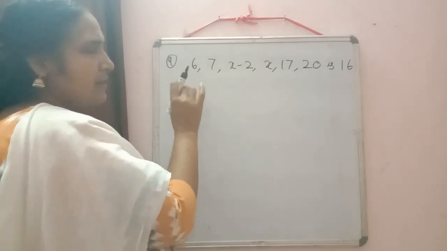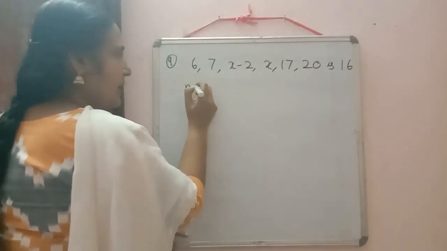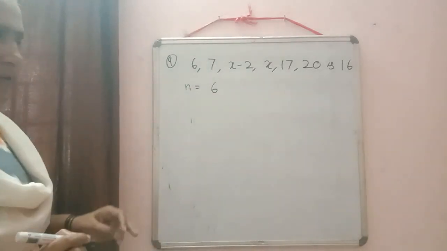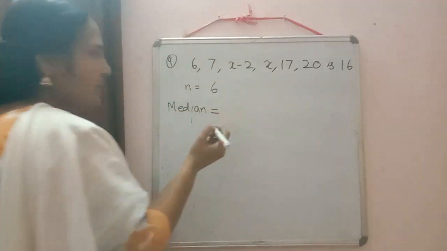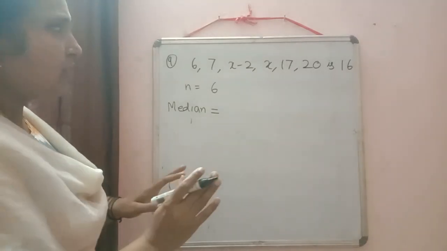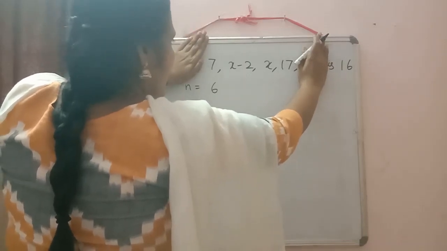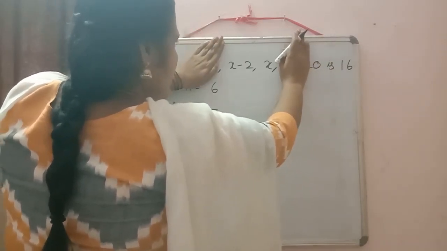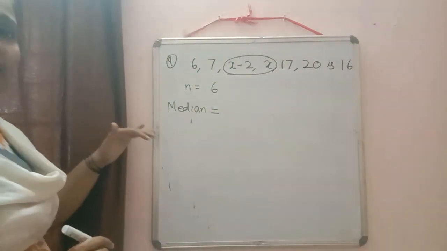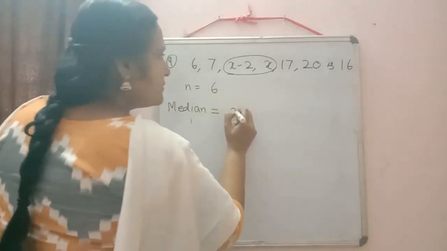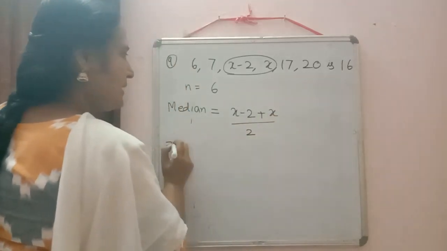Just check how many observations are there: 1, 2, 3, 4, 5, 6 observations. So we have n is equal to 6. Then 2 middle terms will be there. If the observations are small, you can find out the middle term. Normally in lower classes how are we finding? Just hide the first number and second number, the last number, then the second last number. So remaining, this will be the middle observations. And we have to take the average of these two middle observations. So the median will be equal to (x minus 2 plus x) by 2.